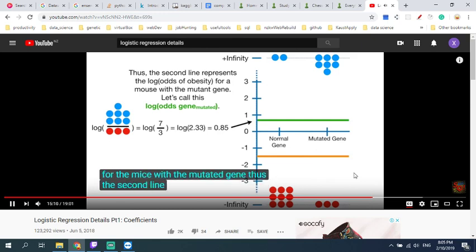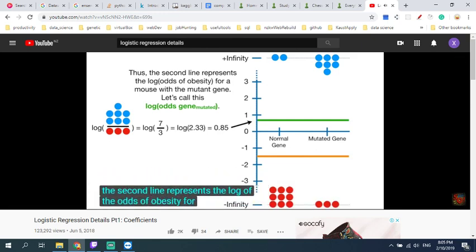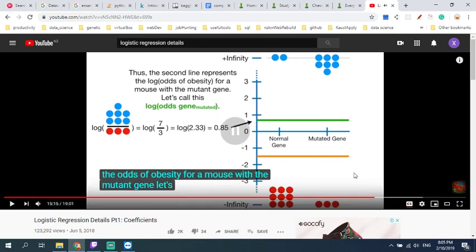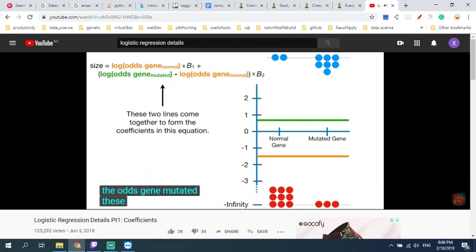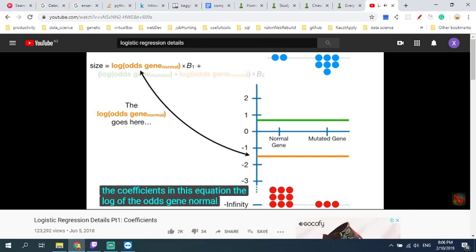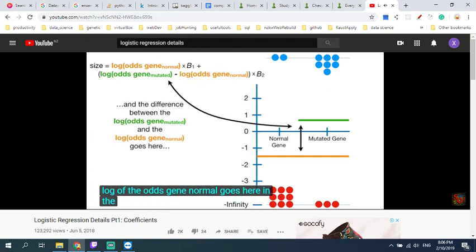Thus, the second line represents the log of the odds of obesity for a mouse with the mutant gene. Let's call this the log of the odds gene mutated. These two lines come together to form the coefficients in this equation. The log of the odds gene normal goes here, and the difference between the log of the odds gene mutated and the log of the odds gene normal goes here.